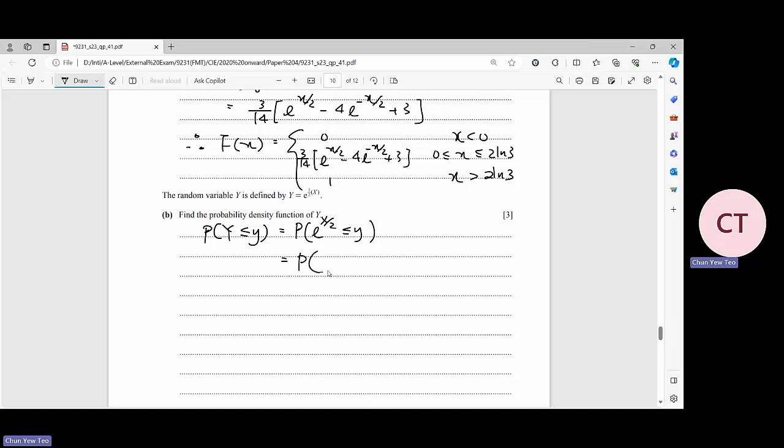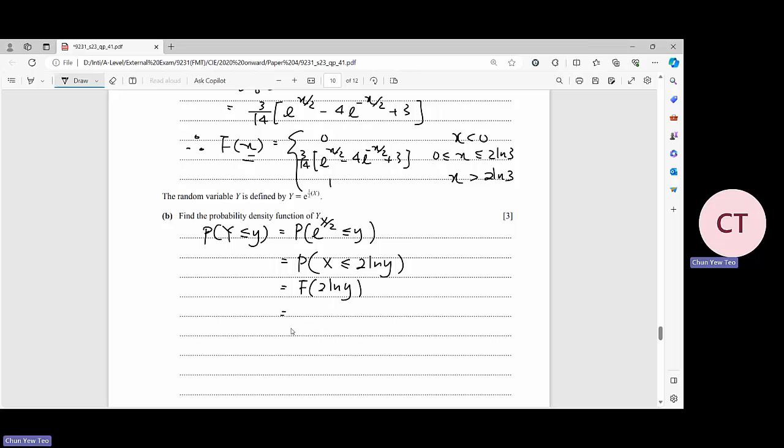So this will make it become x is actually less than 2 ln y. Then this one will be the same as f of 2 ln y. So for f of 2 ln y, just change all the x here to 2 ln y. Just need to follow. Copy down the whole thing, and just change the x to 2 ln y.